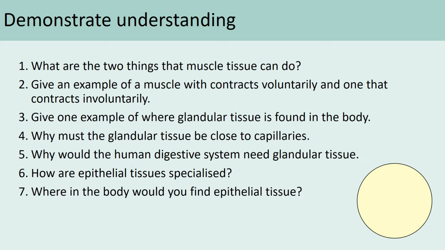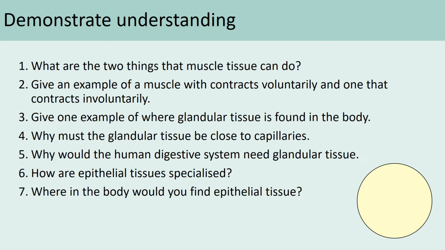Okay, you might have done that in PE if any of you take PE as an option, but there's 2 different types, ones that contract voluntarily, so you think about them, and some that contract involuntarily, where it happens without you thinking about it. Number 3, give one example of where glandular tissue is found in the body.